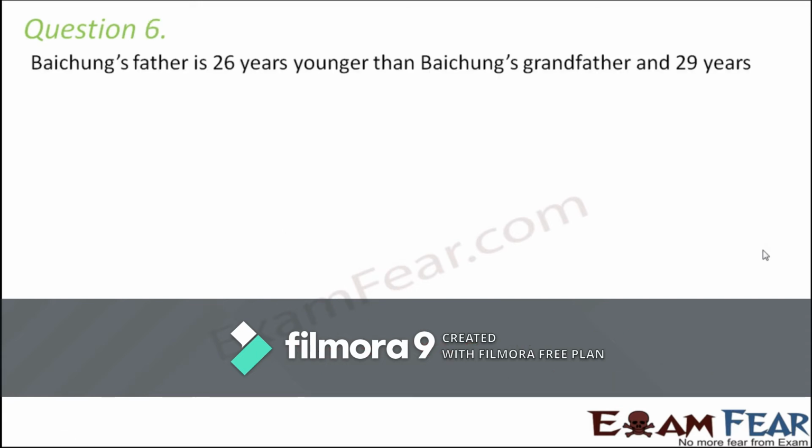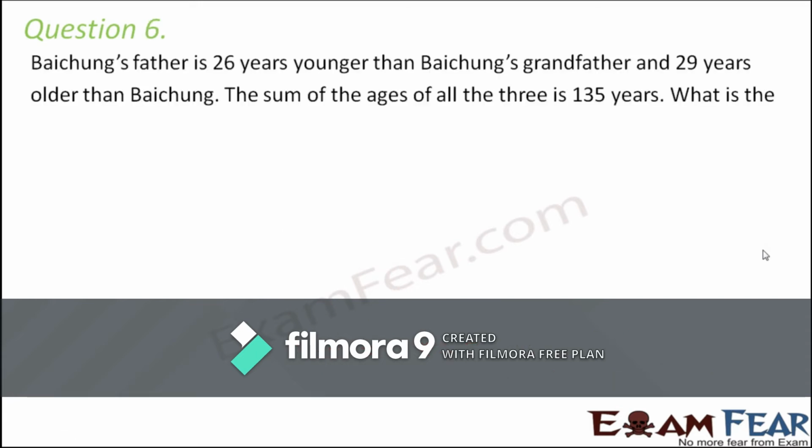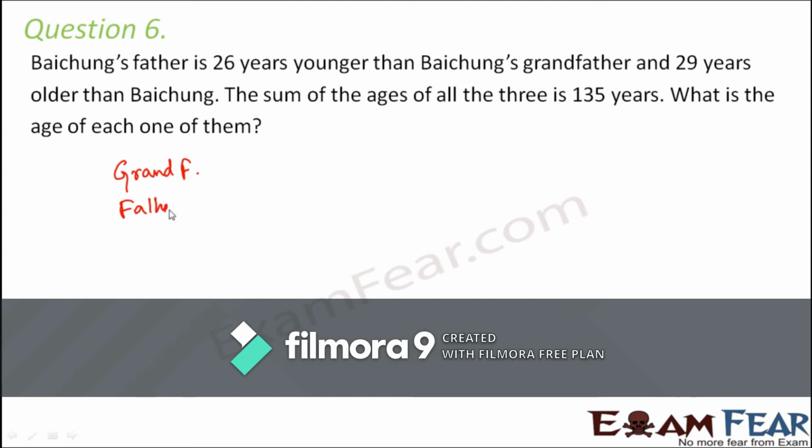Question number 6. Baichung's father is 26 years younger than Baichung's grandfather and 29 years older than Baichung. The sum of the ages of all the three is 135 years. What is the age of each of them? So here in this problem, we have 3 people involved. So one is the grandfather, second is the father, and the third is Baichung himself. So these are the 3 people involved here.